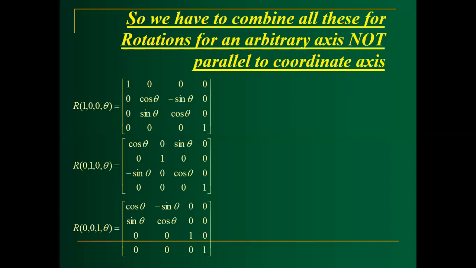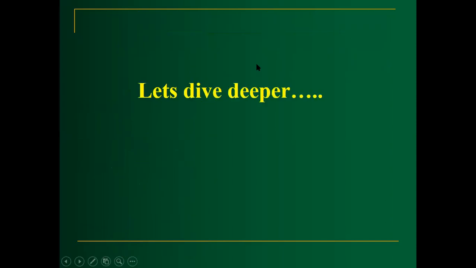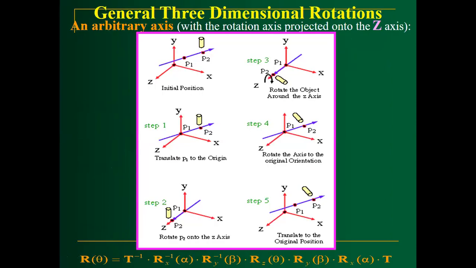So we now understood we need to combine all the x-axis, y-axis, z-axis matrices so that we get the final equation. So let's dive deeper. Let us take one more example. This is the initial scenario. I have an object. You can consider this as a teapot. So P1, P2 is your vector.